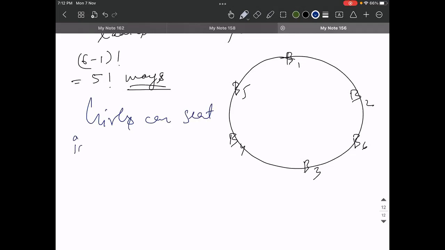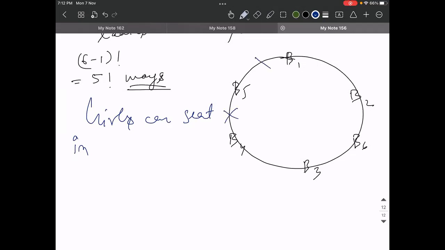Sit. Or let's write sat, whatever. I am not teaching English grammar, and I'm very bad at it, I know. You don't have to point it out.